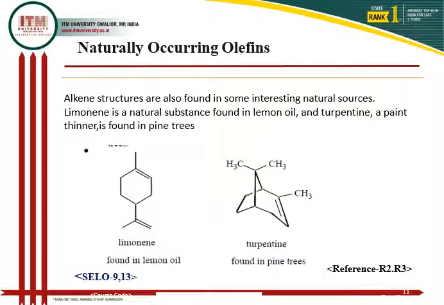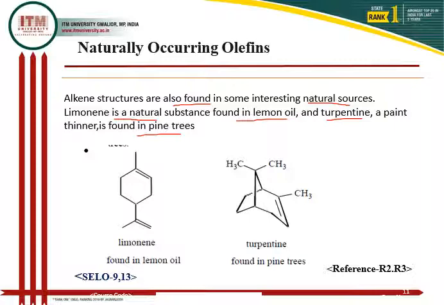Have you heard about naturally occurring olefins? What is that? It means alkene structures are also found in some interesting natural sources. Limonene is a natural substance found in lemon oil. Turpentine, a paint thinner, is found in pine trees. Here you can see the structure of both.